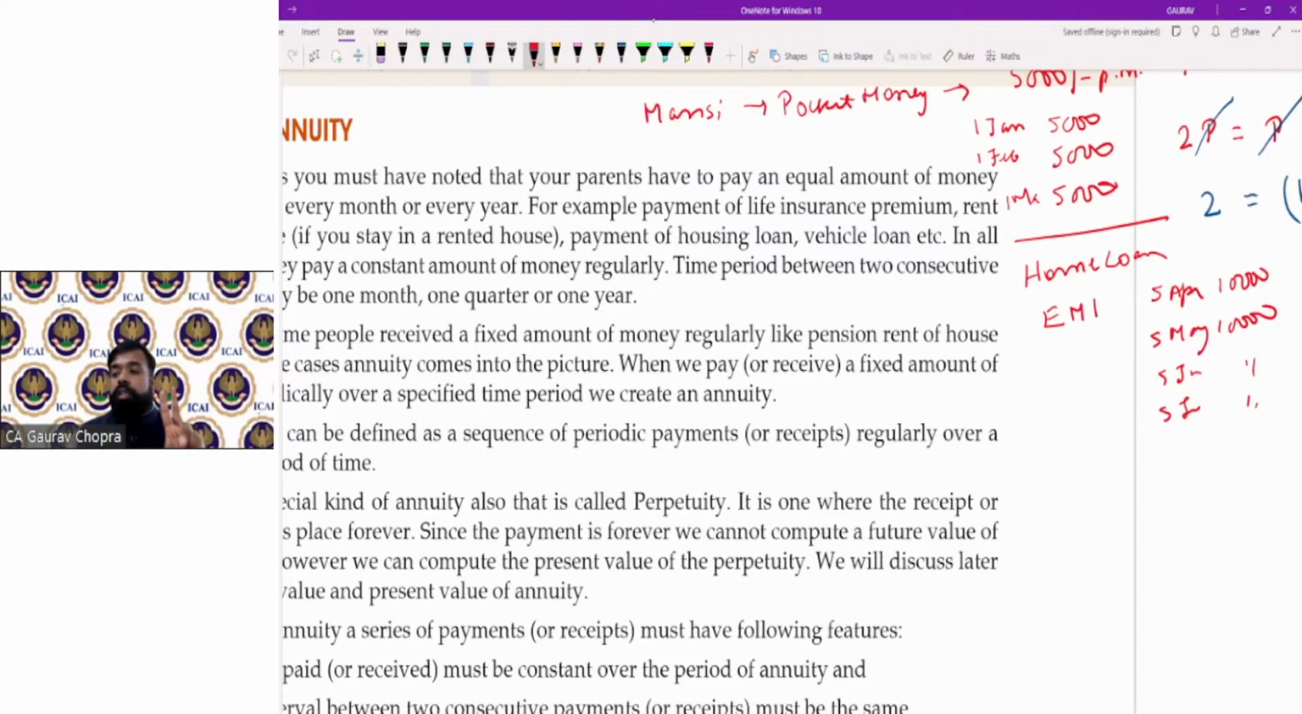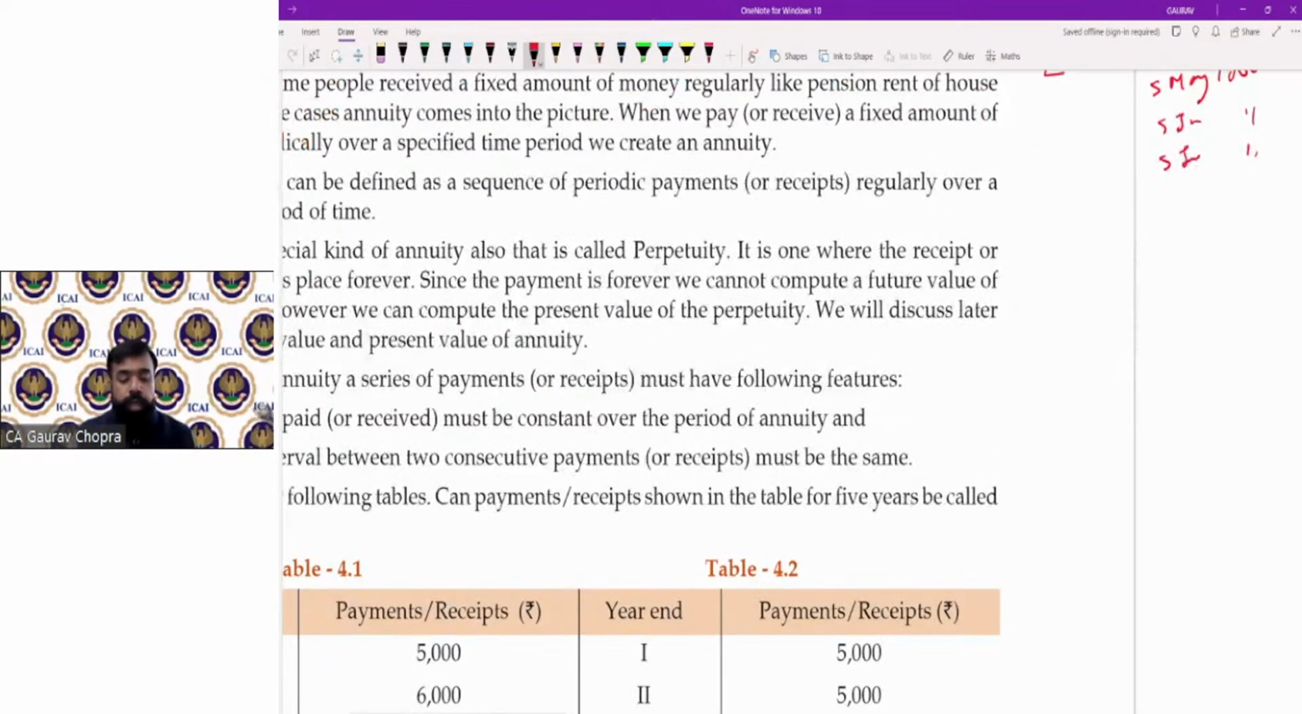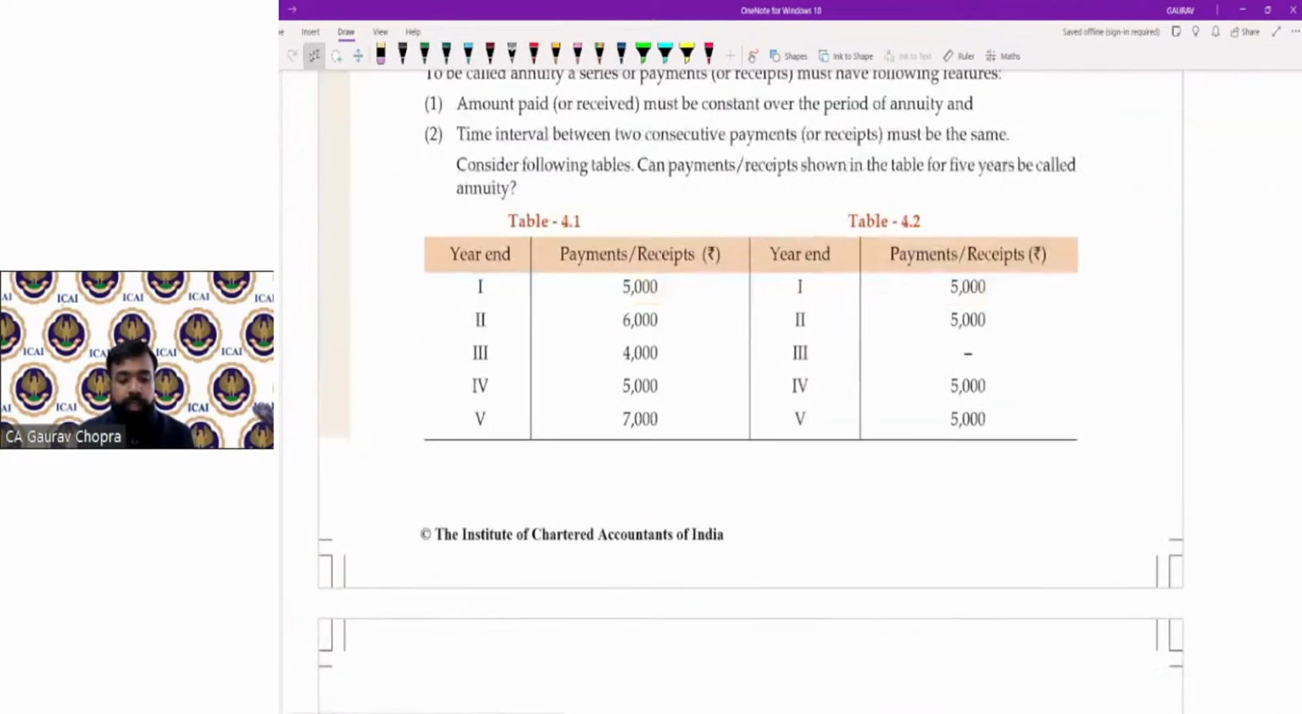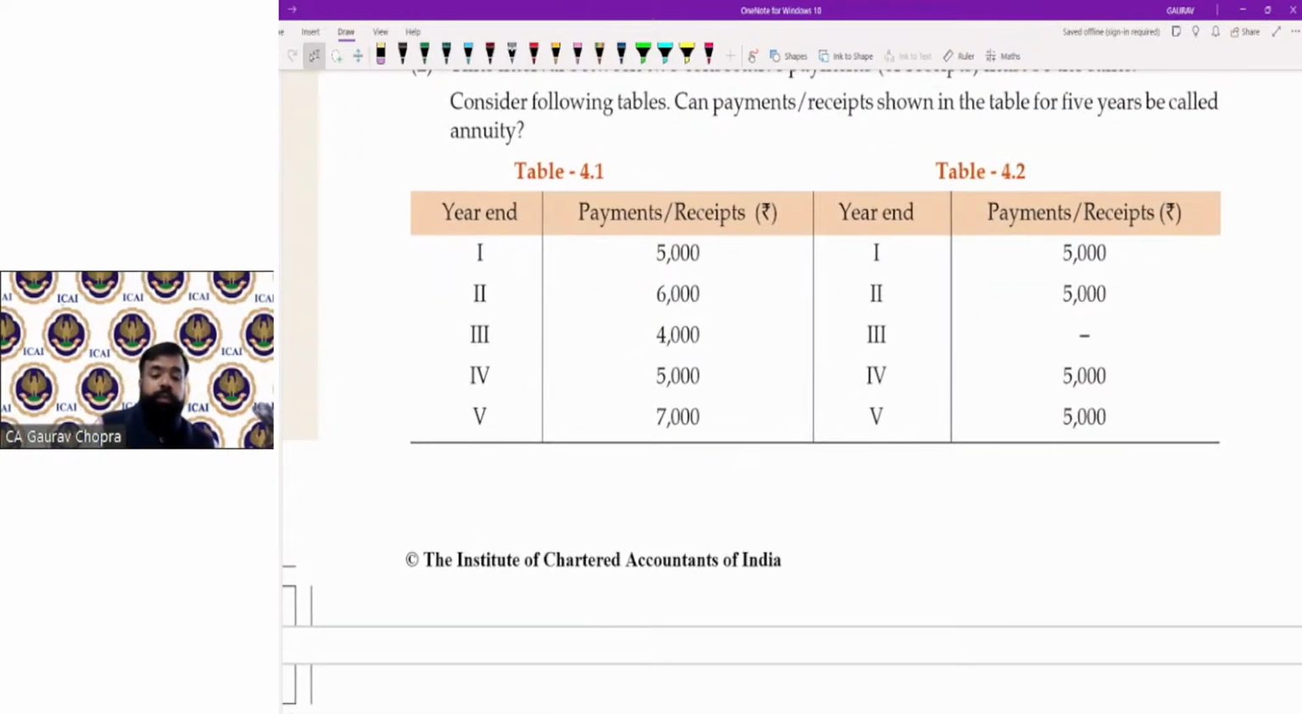So these two are the basic points of annuity. ये दोनों कंडीशन होना जरूरी है। अगर एक भी कंडीशन मिसिंग है, then it will not be regarded as annuity. So annuity is for payments as well as receipt. दोनों के लिए हो सकता है। पॉकेट मनी मानसी को मिल रही है, this is receipt. EMI installment हम पे कर रहे हैं, this is payment. तो annuity can be for receipt, it can be for payment, it makes no difference, calculation वैसे ही रहेगा. Okay, so let us understand this with one more example.